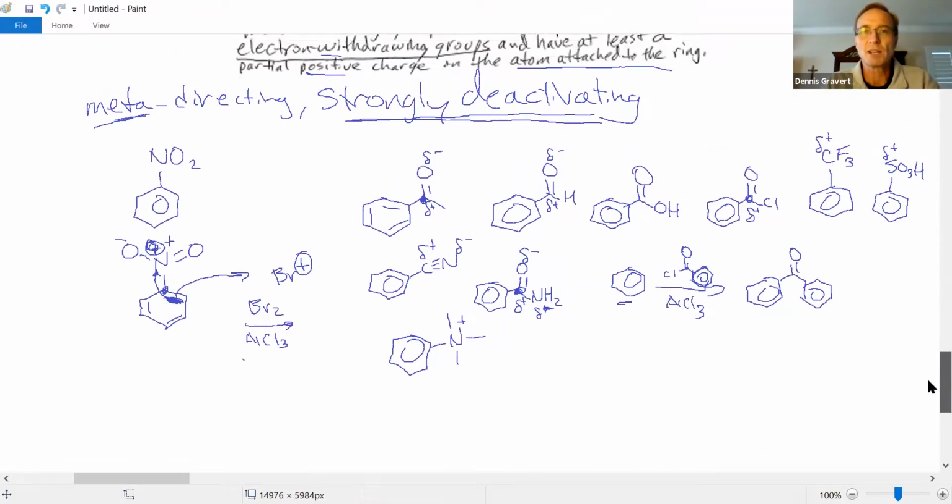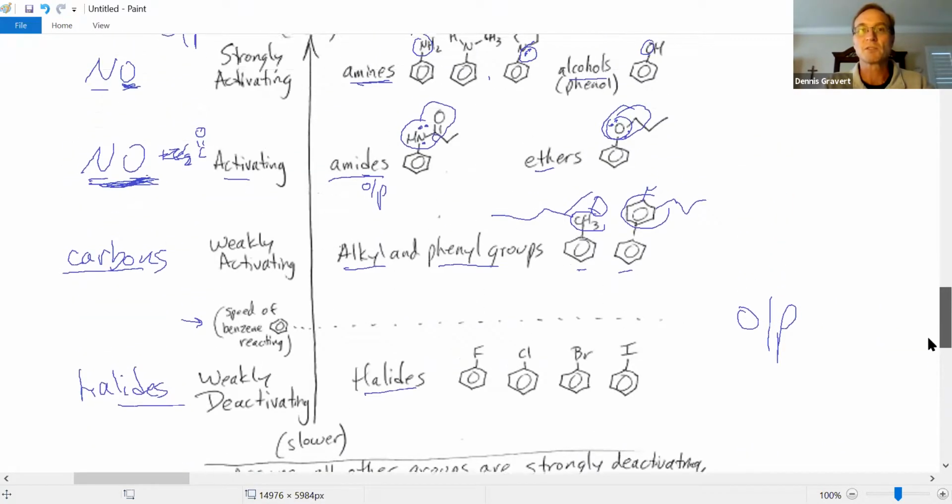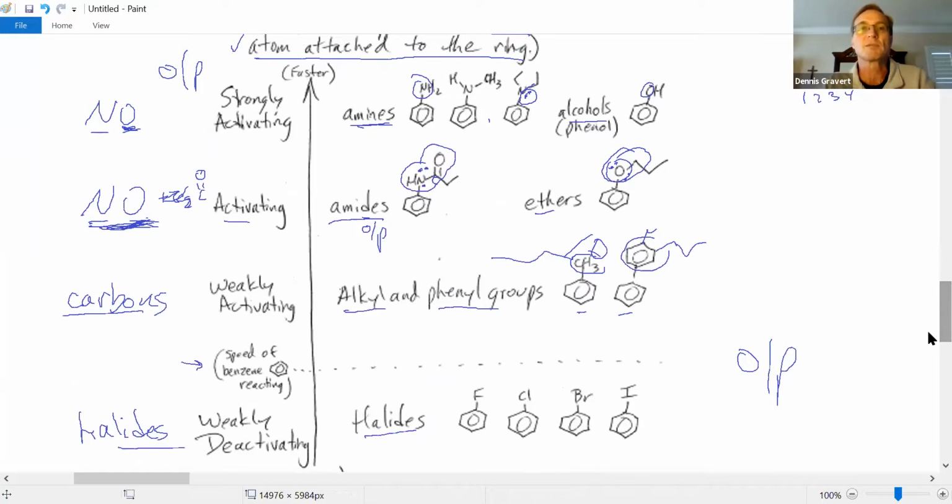Okay, what else do we need to do? We got our meta directors. You can take a screenshot if you want to start memorizing everything. Again, I don't advocate that. It's good to see some examples to help you recognize things. Those are the most common meta directors. I'll limit myself to this list on exams. This is the most common set of ortho-para directing groups. I'll limit myself to these types on the exam. But I advocate memorizing: no carbons, halides, amines, alcohols, amides, ethers, alkyl, phenyl rings, and halides. And anything that's not on the list, meta director, strongly deactivating.